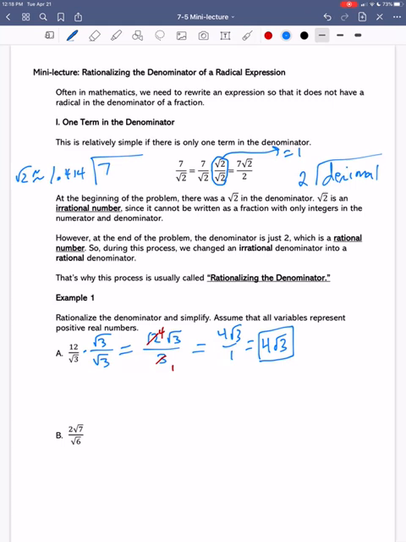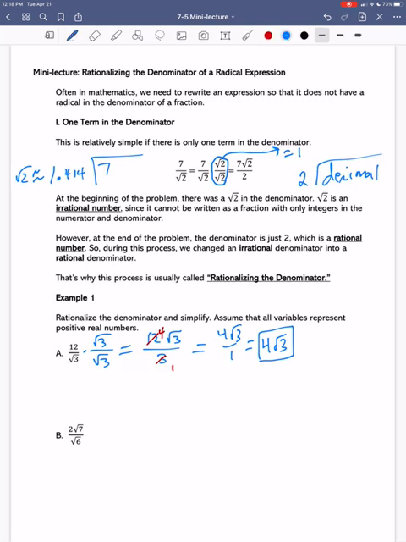In this next example, something just as simple can happen here. How could I get rid of this square root of 6? Now, there's a square root of 7 in the numerator as well. That's also irrational, but I don't really care about that. I care about the square root of 6.